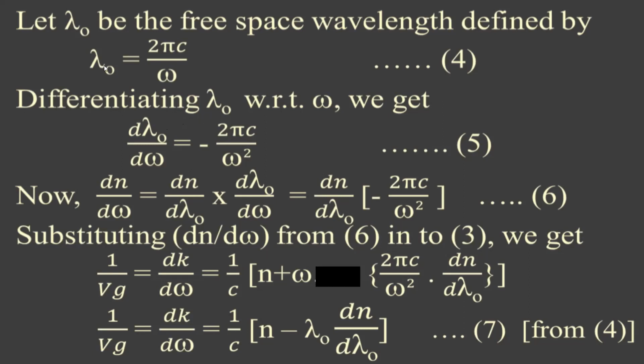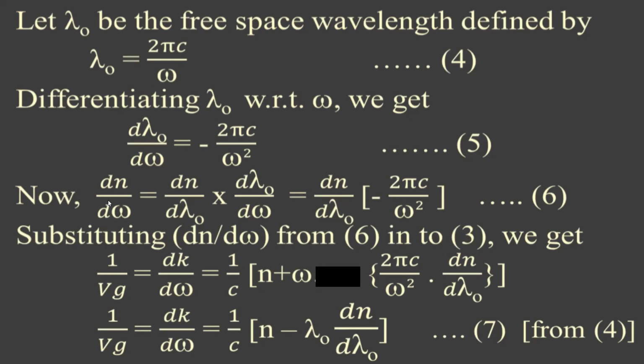Differentiating this lambda naught with respect to omega, we get d lambda naught by d omega is equal to 2 pi c. 2 pi c is a common factor. You are differentiating only 1 by omega, and so it is minus 2 pi c divided by omega square, because the differentiation of 1 by omega is minus 1 by omega square.